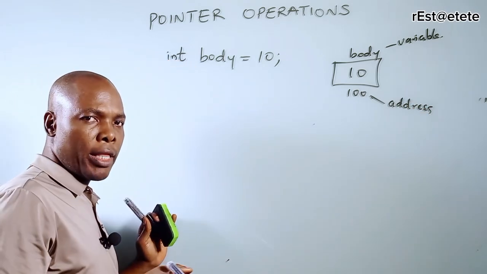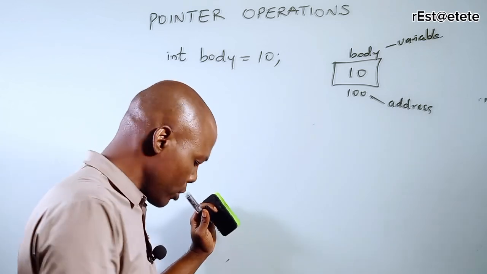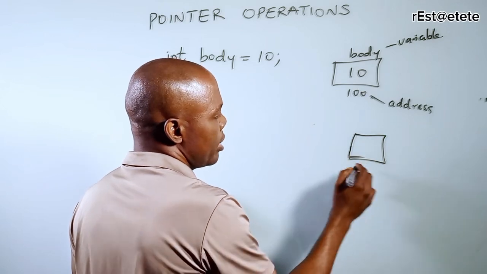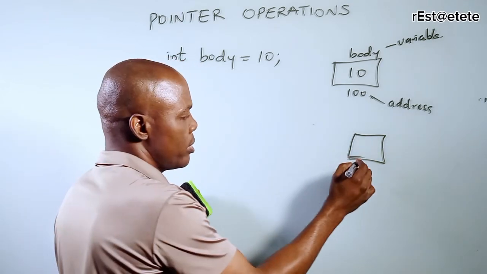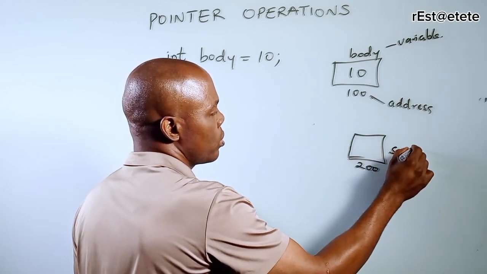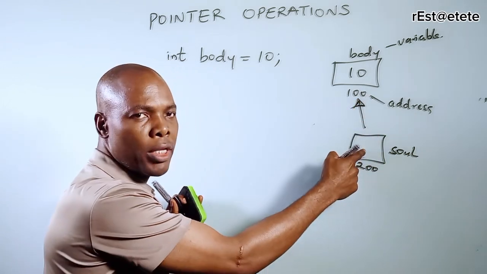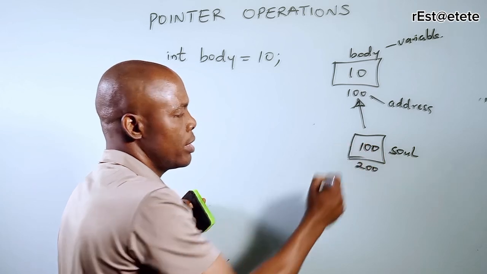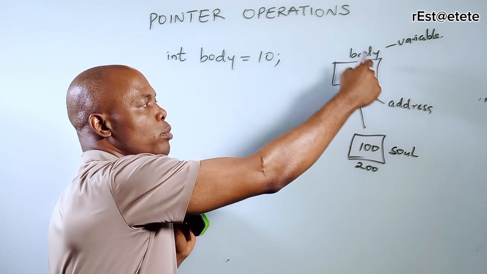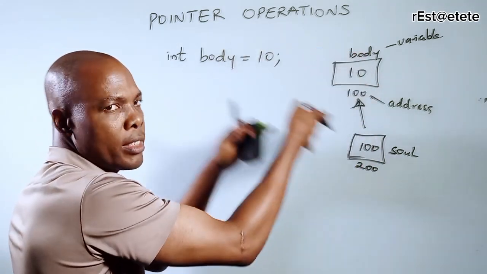Now I'm going to declare a pointer. A pointer is a variable that stores the address of another variable. So this is a pointer. This pointer also has an address, so let's give this address as 200. And then let's call this pointer soul. So this pointer is going to point to this guy, right? So what will the pointer hold? The pointer will hold 100. So this is a variable that is storing the address of another variable. The other variable is holding the actual value, which is 10. So how do you write this in programming?